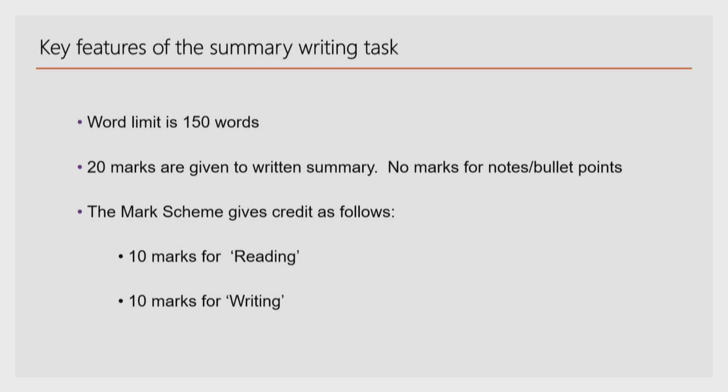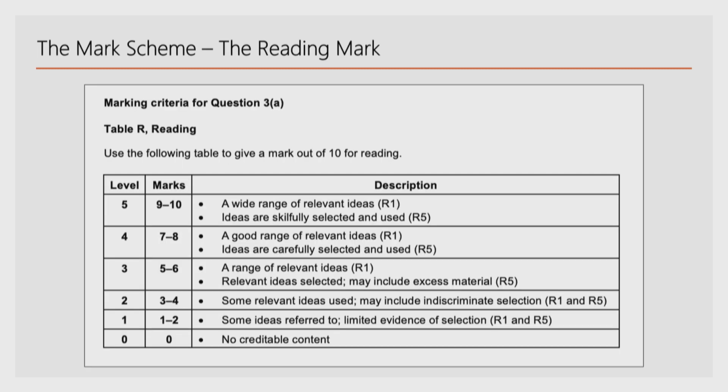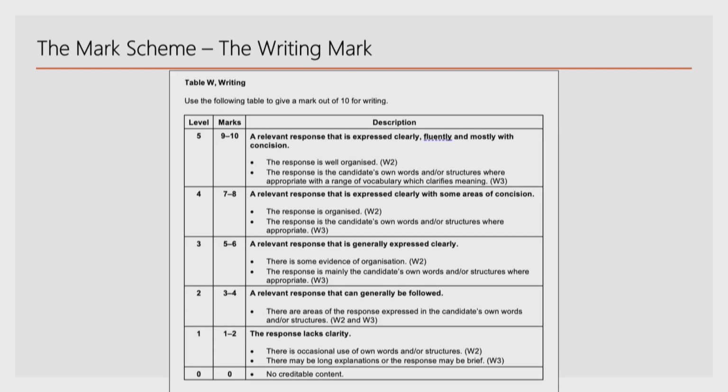10 marks are allocated for reading and 10 marks are allocated for writing. Under the reading mark, we see that credit is given to selection of information and relevance of information selected. The top marks are given to those who choose ideas which are relevant throughout. Under the writing mark, we can see that credit is given to organization of ideas, ability to use your own words, and rephrasing the sentence structures of the text.